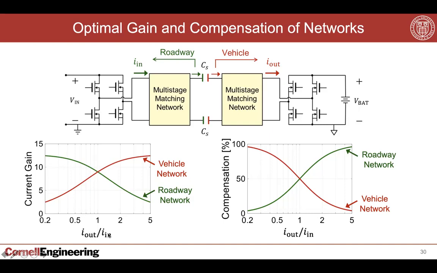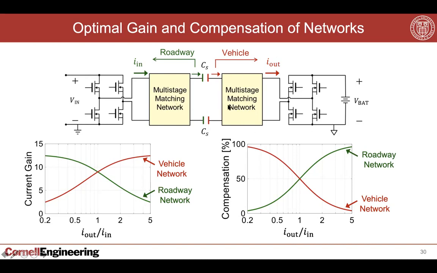Well, in that case, I out over I in would be 1, in which case you essentially provide the same amount of gain and the same amount of compensation from both sides. On the other hand, if you had to step down the voltage, so the VBAT was lower than your input voltage, and you needed a higher output current, then you would basically provide more current gain from the second network, which is the vehicle network, which essentially means that you would boost up this current more here, then you step the current down going backwards on the primary side.